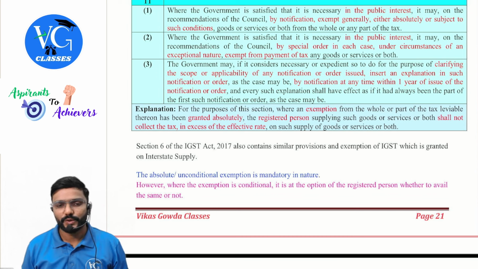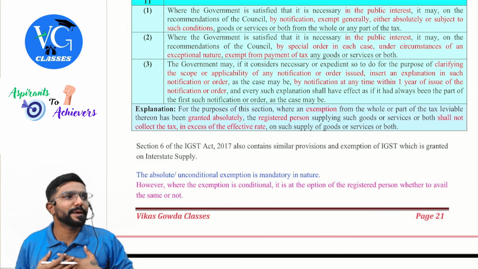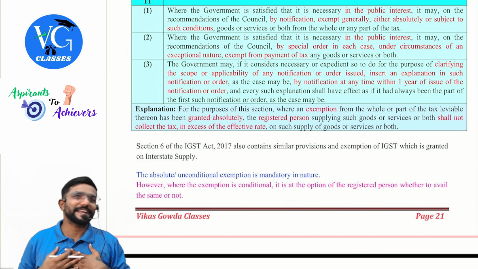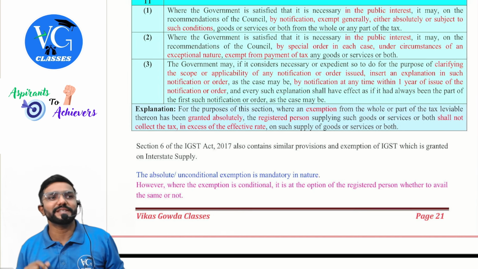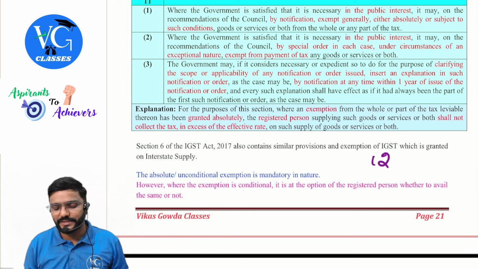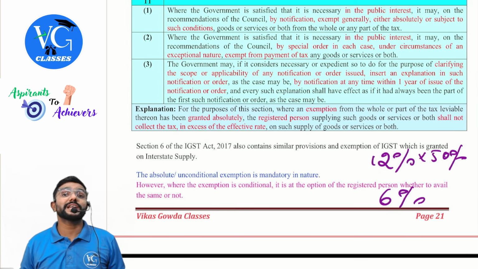Now the explanation is telling, guys: as a supplier, if I am enjoying any exemption, can I collect tax from the recipients? No, no, no, I cannot. When my outward supply is exempt, I cannot collect any taxes from my recipient. Now assume, guys, that the actual tax rate applicable for my goods is 12%. Now the government has given me 50% exemption. They have told me to only pay 6%. Now how much can I collect from the recipients?